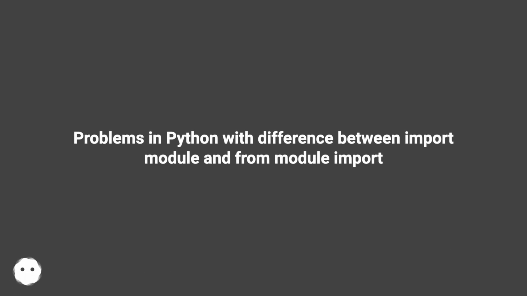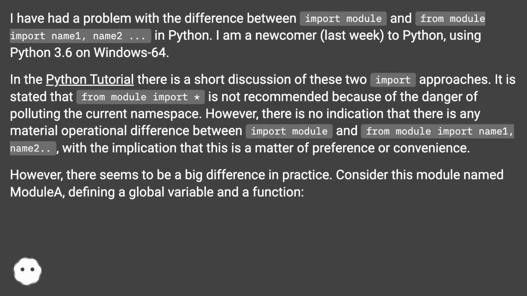Problems in Python with the difference between import module and from module import. I have had a problem with the difference between import module and from module import name1, name2 ... in Python. I am a newcomer, since last week, to Python, using Python 3.6 on Windows 64. In the Python tutorial there is a short discussion of these two import approaches. It is stated that from module import * is not recommended because of the danger of polluting the current namespace.